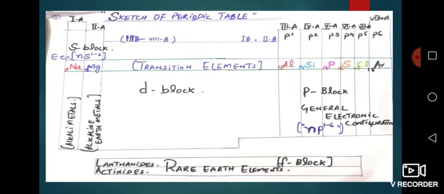Now the electronic configuration of the P block, which is given below the P block, is np1 to 6. In the same way, n shows the number of shells or period number, p shows the subshell, and 1 to 6 shows the number of electrons. It means p can accommodate a maximum of 6 electrons, while s can accommodate a maximum of 2 electrons.